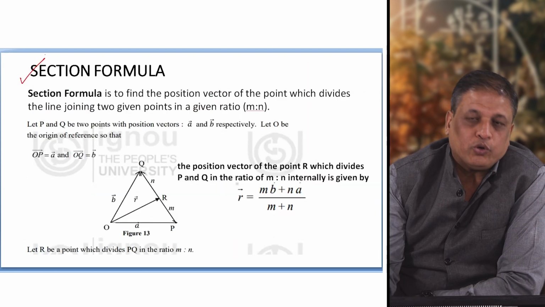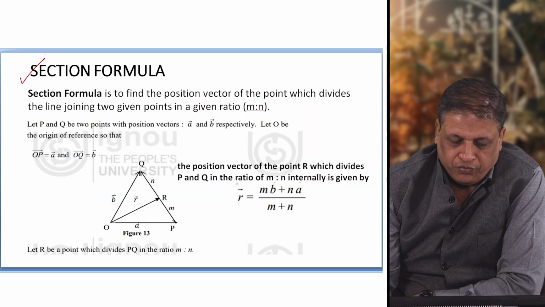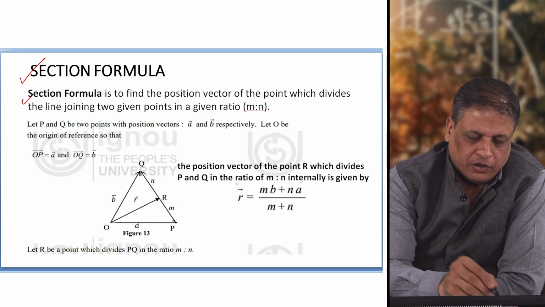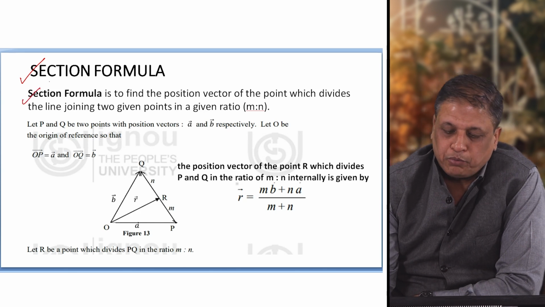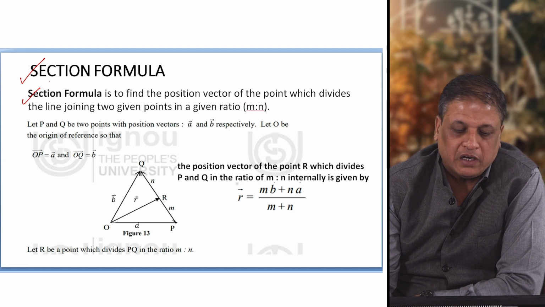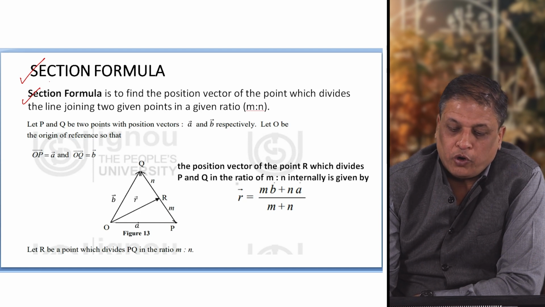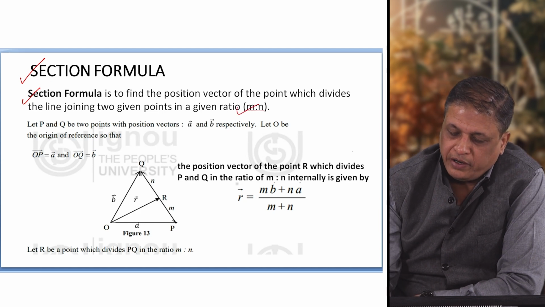Now, it is the time to understand the section formula. Now, what is a section formula? A section formula is actually a formula which is used to find the position vector of a point which divides the line joining given two points in the ratio m is to n.